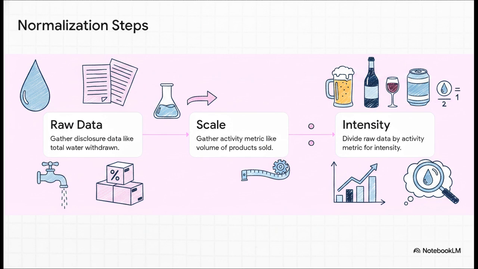Step 2, you grab the matching activity metric, like that volume of products sold in millions of hectoliters we just talked about. And step 3, you simply divide the raw data by the activity metric. Boom! That gives you your intensity ratio. So instead of just knowing a company used 1 million cubic meters of water, you now know exactly how much water they used to produce just one single hectoliter of beverage.